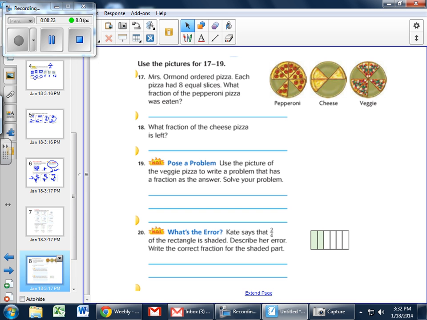And moving on to problem solving. We're going to use the pictures for 17 through 19. Mrs. Ormond ordered pizza. Each pizza had 8 equal slices. What fraction of the pepperoni pizza was eaten? So it said 8 equal slices, so that's my total number, my denominator on the bottom. How many pieces are missing? 2 pieces are missing. That was easy.